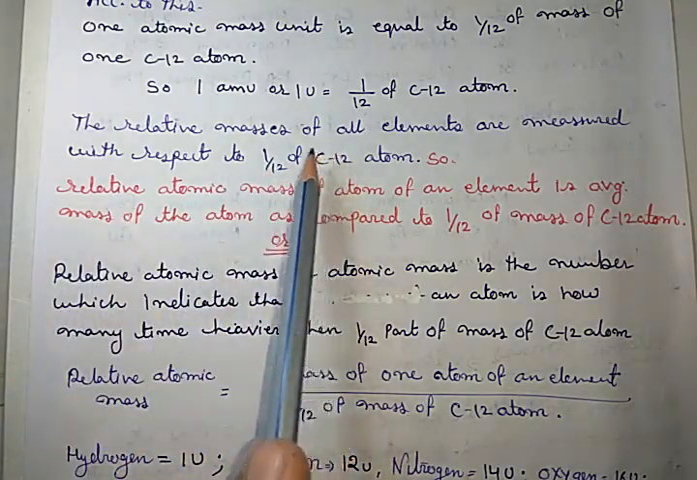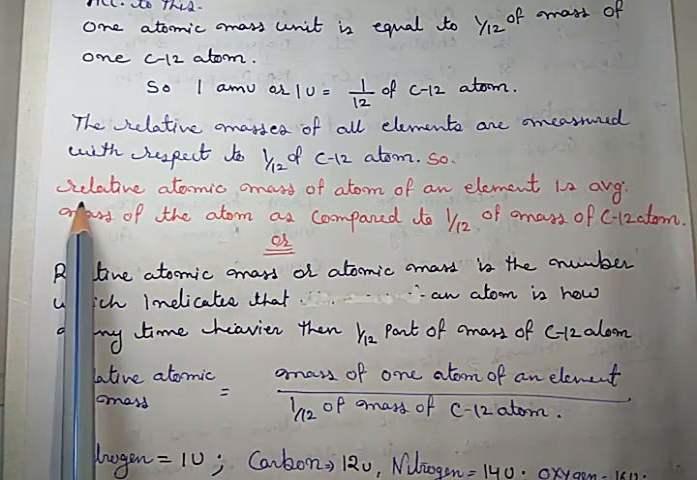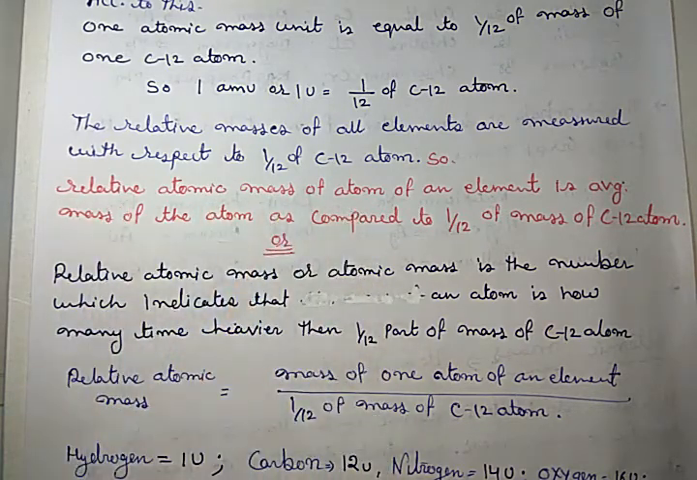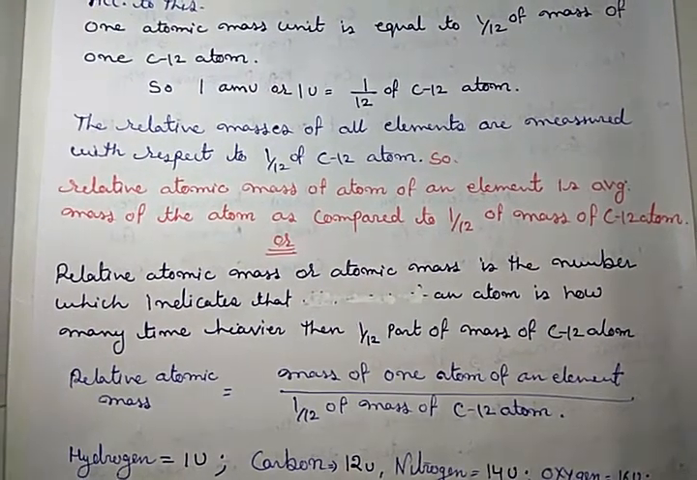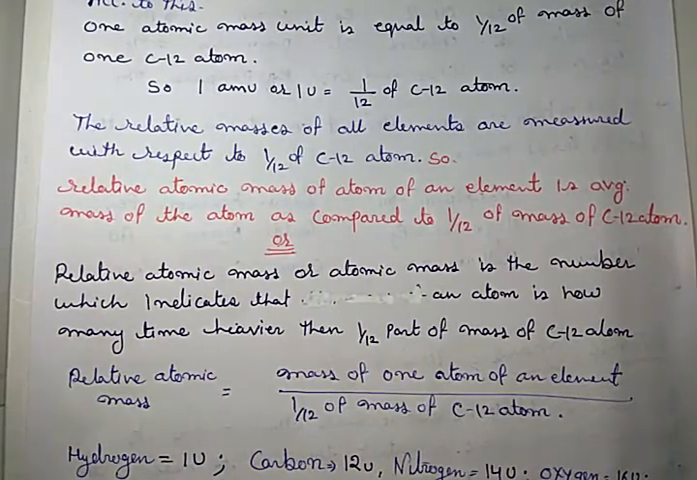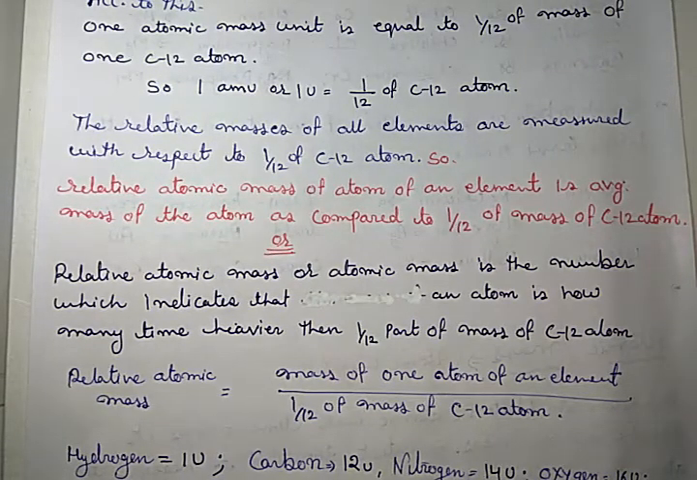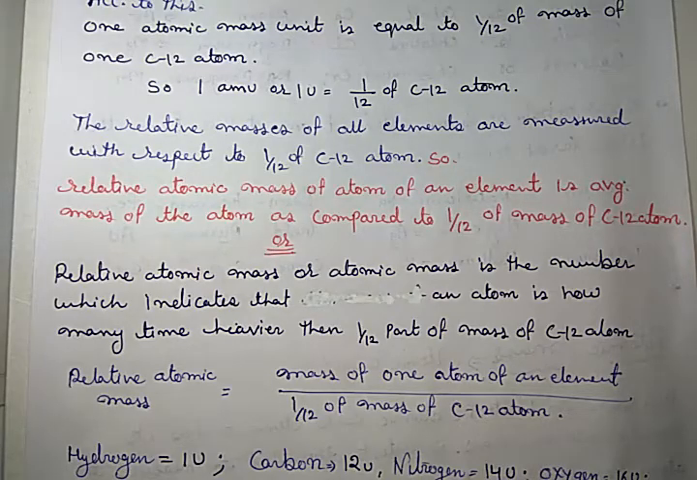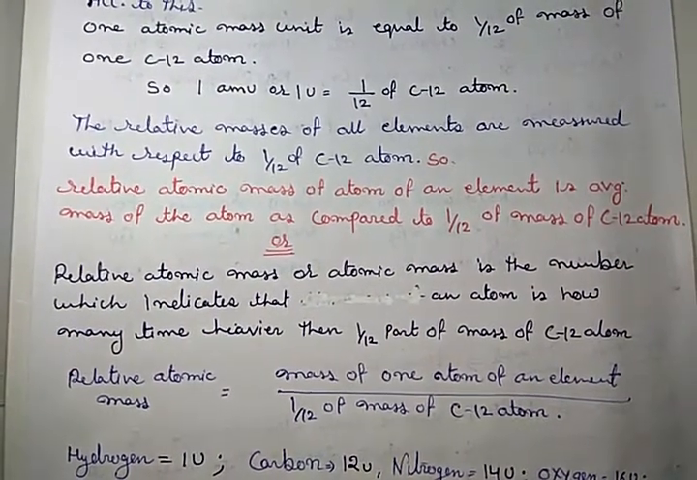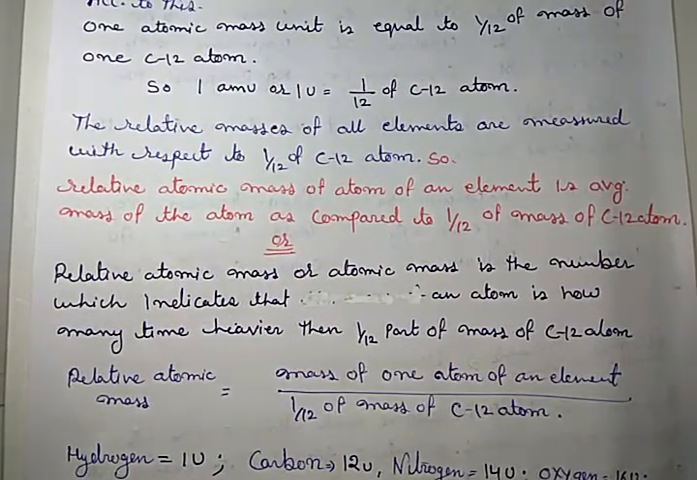Now after deciding the unit of atomic mass, the relative atomic mass of an element can easily be calculated. We have to find out how many times heavier the object is than 1/12th of C12. 1/12th of C12 is 1 u. If an object is 10 times heavier, then its weight will be 10 u. If an object is 12 times heavier, its relative weight or relative mass will be 12.